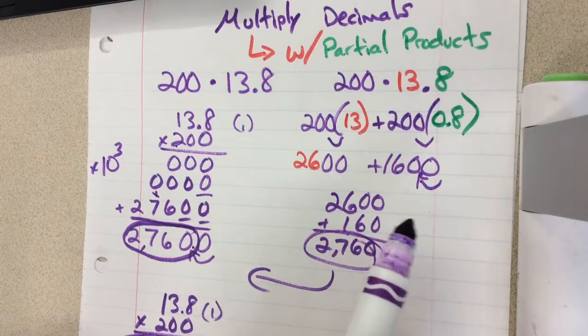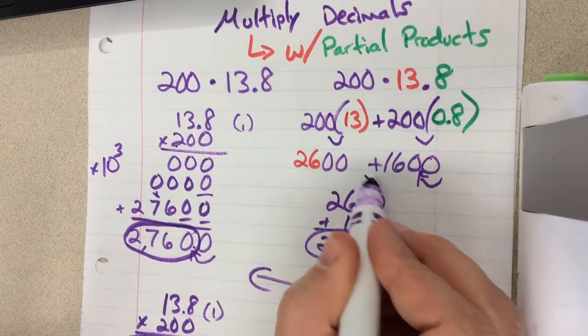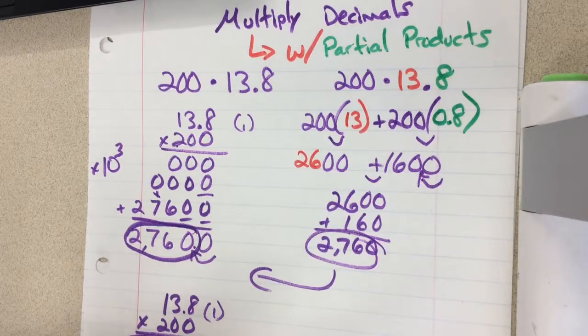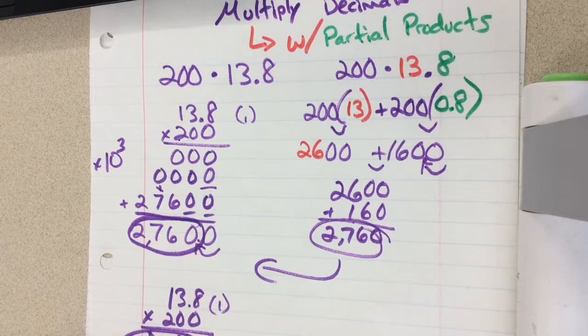So partial products: less work here because I could just do the addition there and find the answer. A lot more mentally used for that. So that's multiplying decimals with partial products.